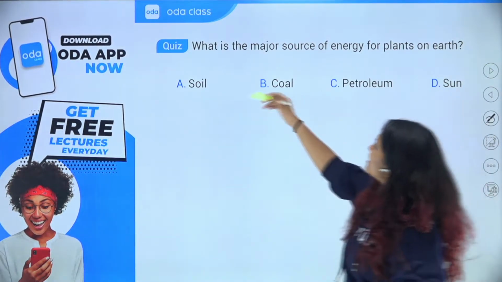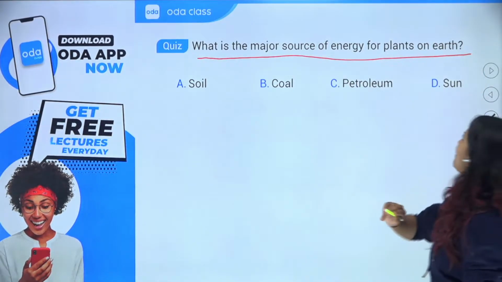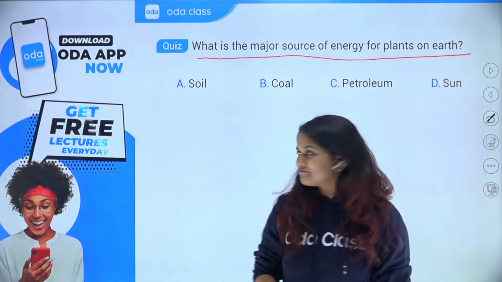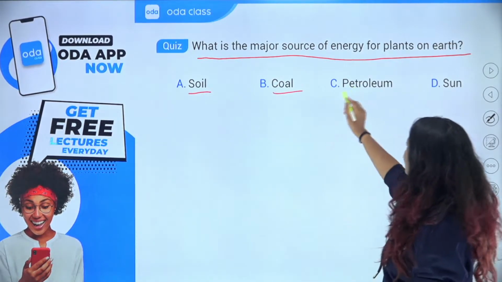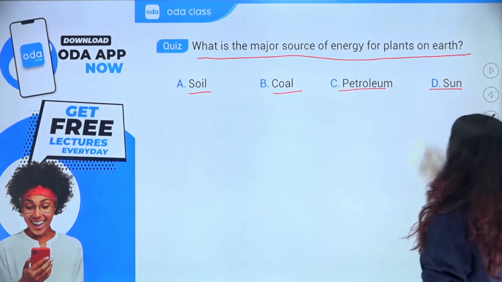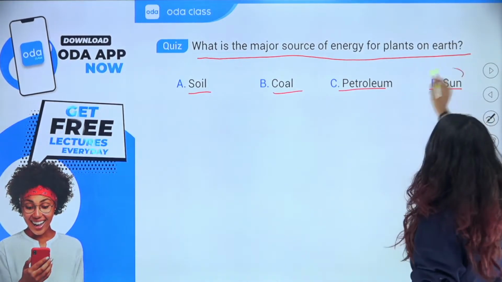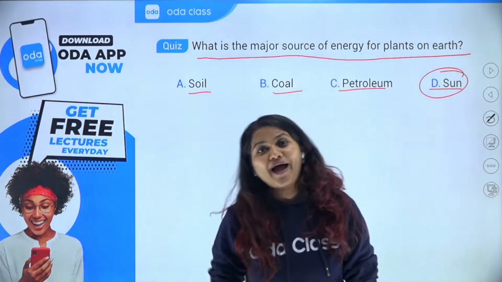Students, what is the major source of energy for the plants on earth? Option A, soil; coal; I said major source; petroleum; and sun. Of course, the answer is sun. It is the major energy source for plants.